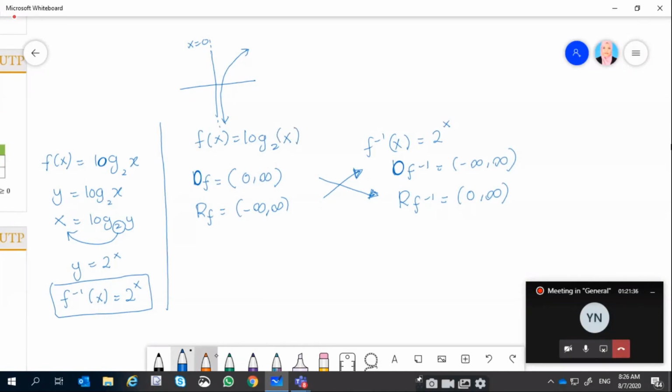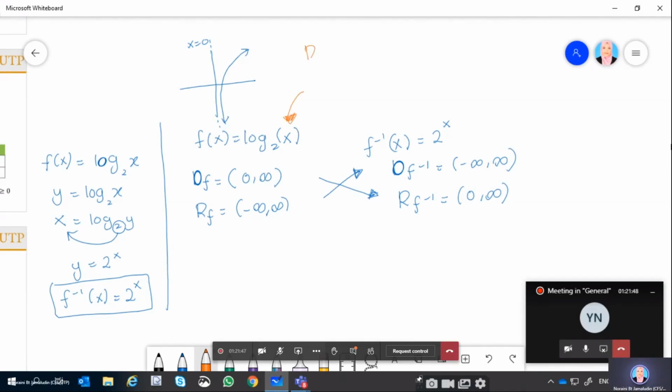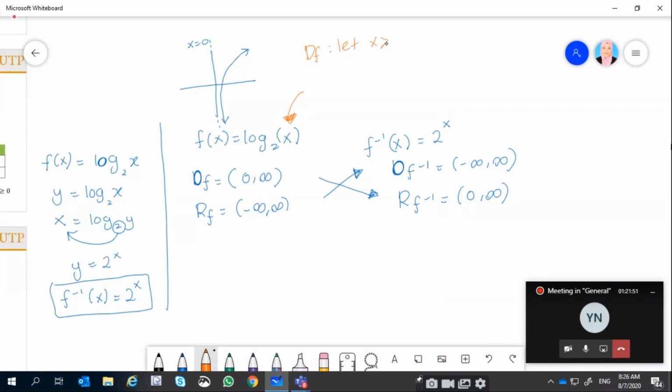So there are two approaches to find the domain for log. Remember, first by using the graph. The second one by looking at the things inside the bracket here. So for the domain of f, we let x greater than 0. So this is your domain, which is 0 to positive infinity. And for the vertical asymptote of the log function, we let x equal to 0. So this is your vertical asymptote. With this approach, without using a graph, you are still able to determine the domain and vertical asymptote for a log function.